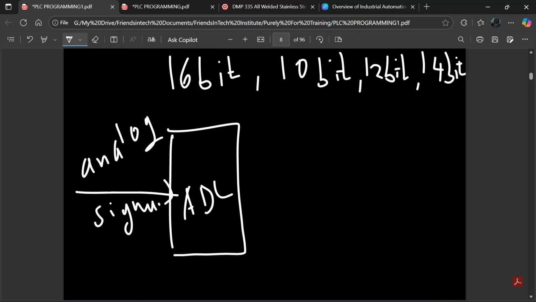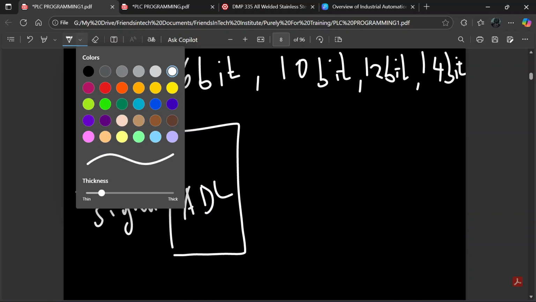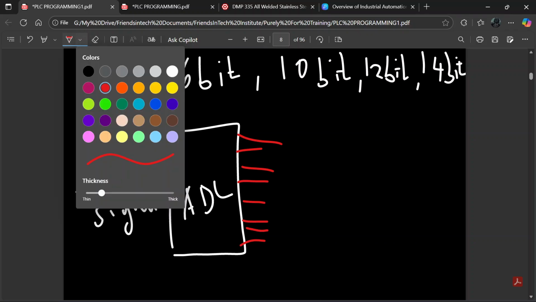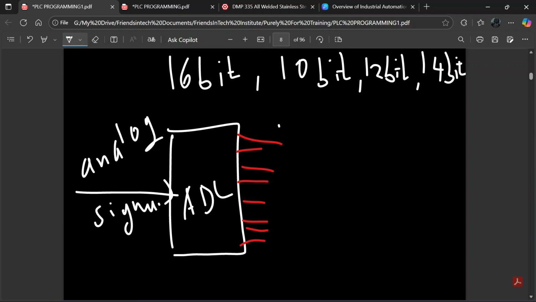So the analog signal, you connect it to the ADC. Then the ADC converts this into digital bits, 1, 2, 3, 4, 5, 6, 7, 8. That's it. So it converts this, then it takes it to the CPU.